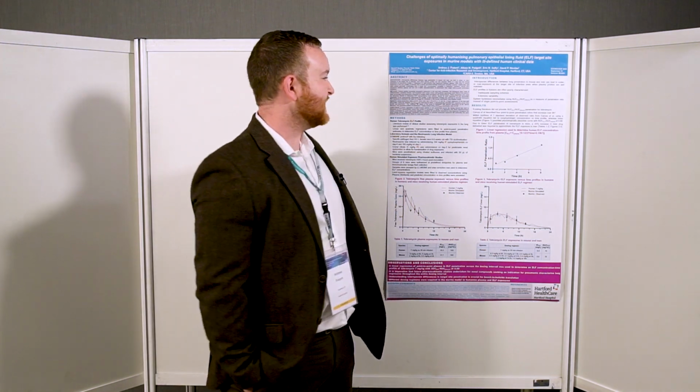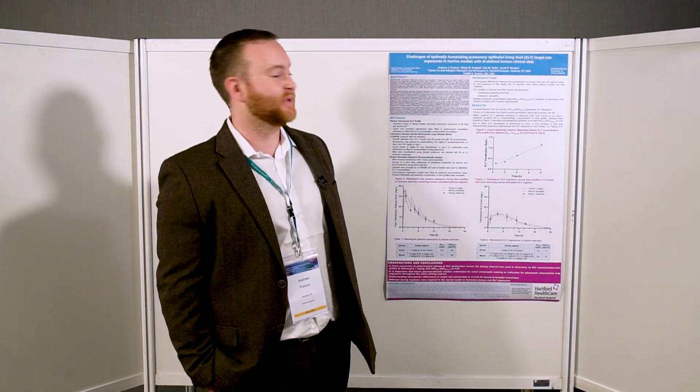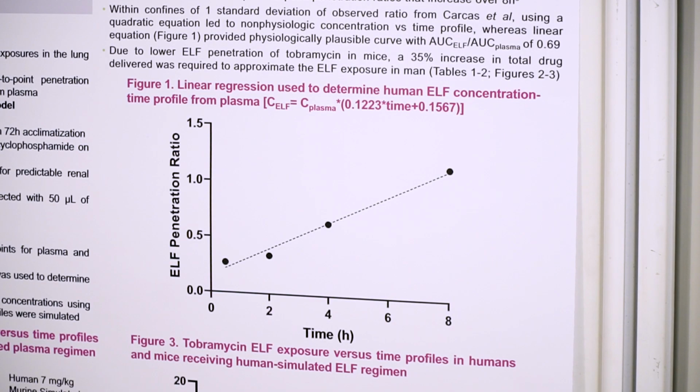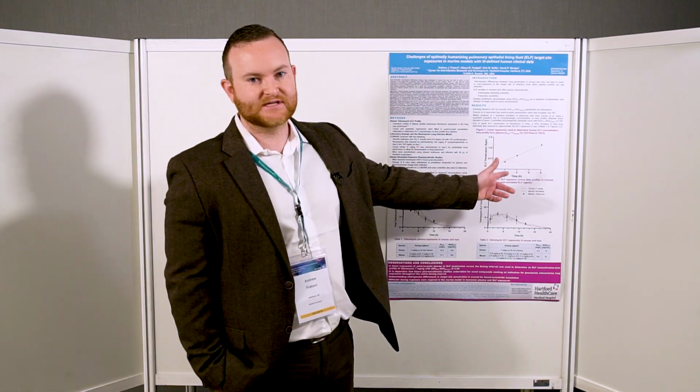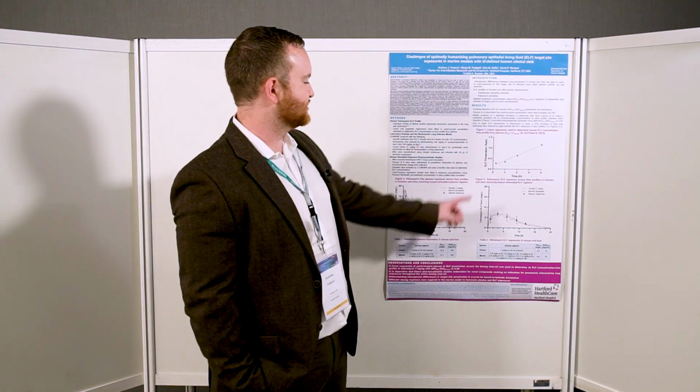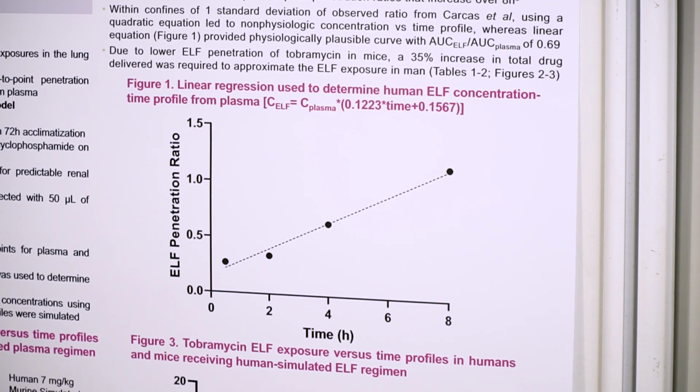the lung. And so if you just look at one point in time, what we call point-to-point penetration, if you look here at figure 1, you can see that over time, for tobramycin in humans, the ELF penetration ratio actually increases over time. So if you just look at one point in time, you could misrepresent the amount of drug that's actually getting into the lungs in humans.